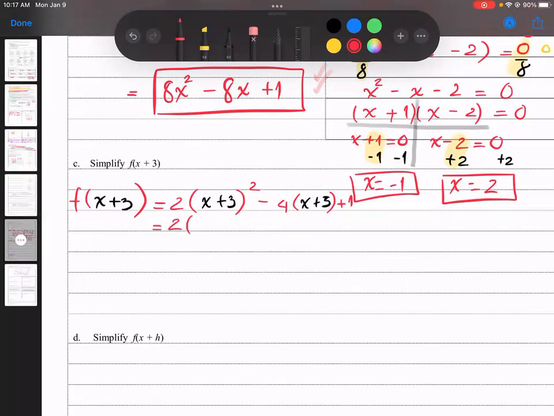You can FOIL it: x plus 3 times x plus 3. What I don't want to see, especially from pre-calc students, is you just squaring the terms, x squared plus 3 squared. Don't even do that. That's just zero, no partial credit for those, right? So if you FOIL it, what do you have? Do you remember? Yeah, x squared plus 6x plus 9.